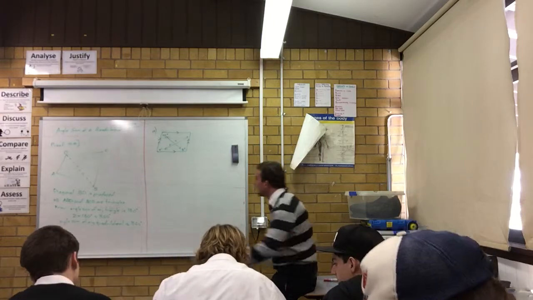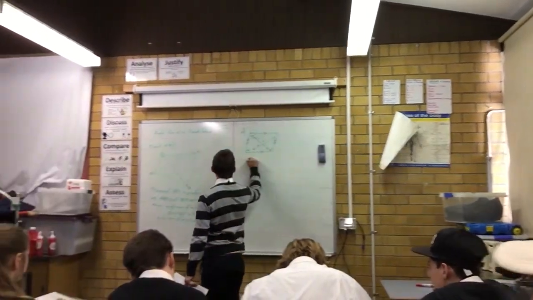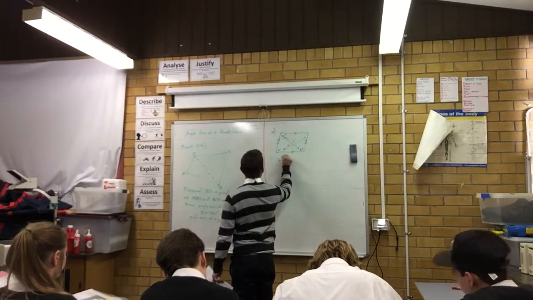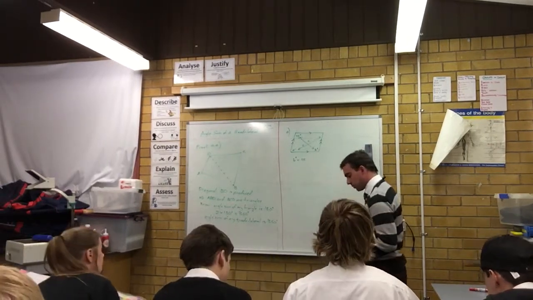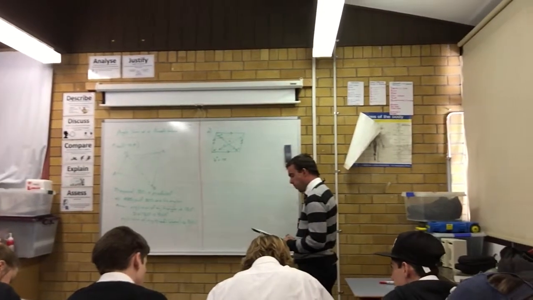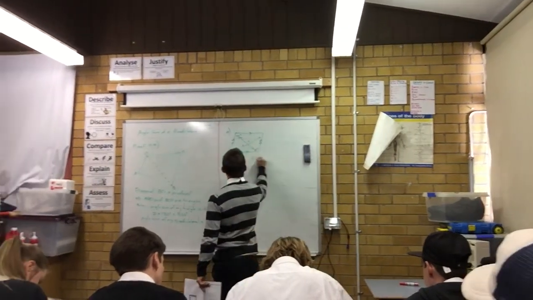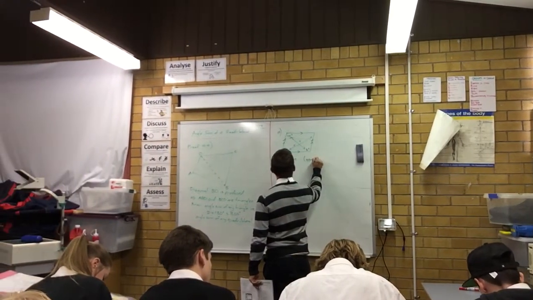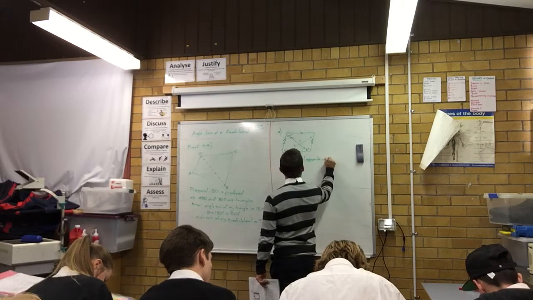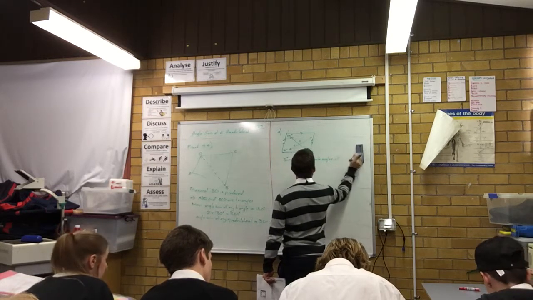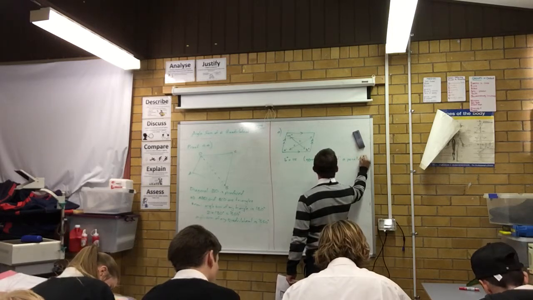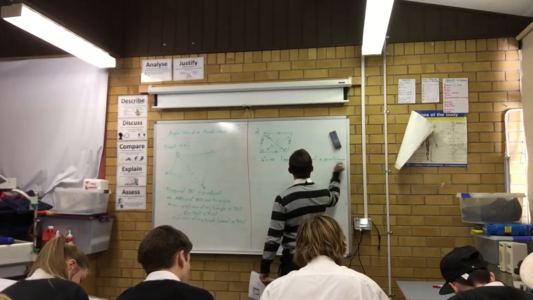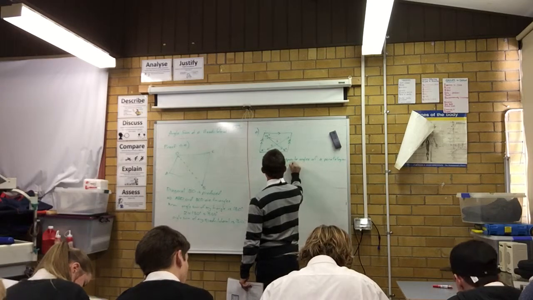So, we can quickly state the value for B. B degrees is 115. Reason. Okay, and a reason: the opposite angles of the parallelogram are equal.